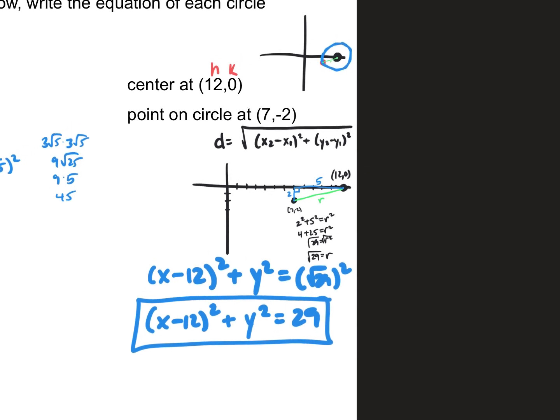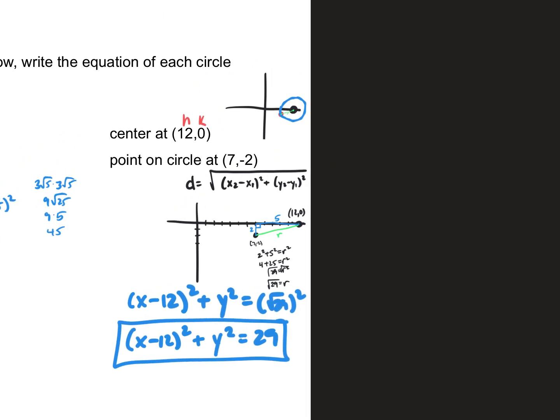So sometimes you might have to pull out some kind of older tricks like the distance formula or the Pythagorean theorem to figure out one of your actual values, like the radius.